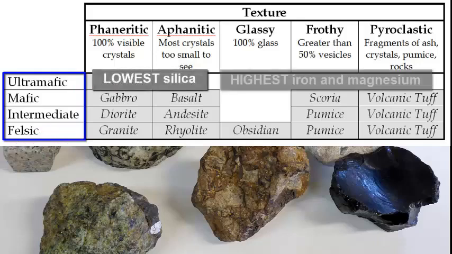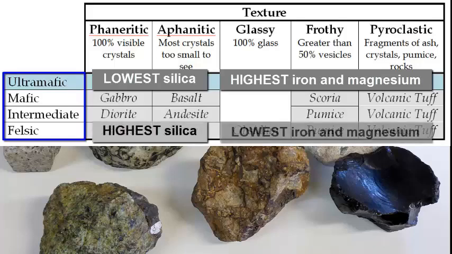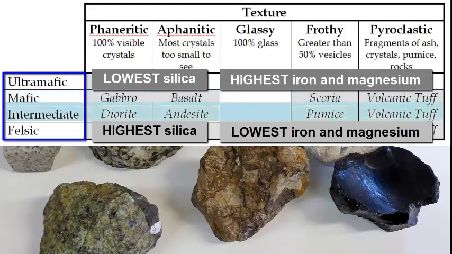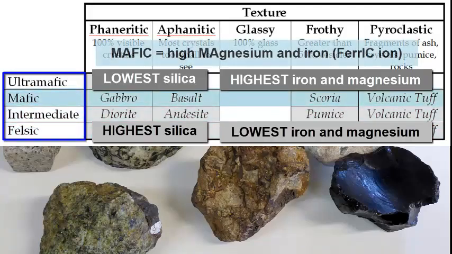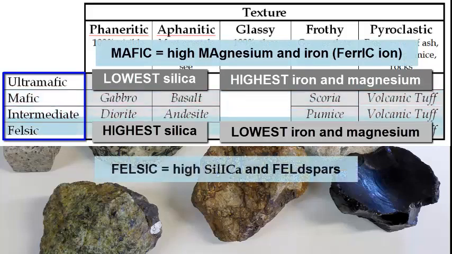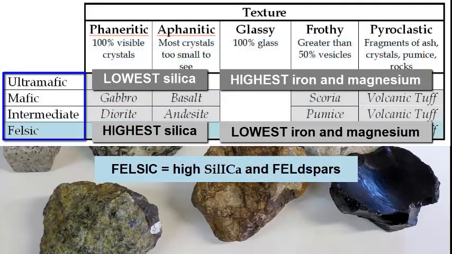Lowest silica, highest iron and magnesium compositions are called ultramafic. As silica content increases and iron and magnesium decreases, we move from ultramafic to intermediate to the highest silica content in felsic rocks. Note, mafic gets its name from its high magnesium and iron ferric content. Felsic gets its name from its high silica and feldspar content.